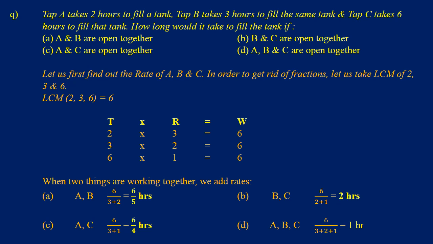Now, if A, B and C are open together, the combined rate of the 3 taps will be 3 plus 2 plus 1, which is equal to 6, which means it will take 1 hour to fill the tank if all the 3 taps are left open together. Now, whenever questions like these are asked, kindly assume a suitable value for work and then find the rates one by one. Once individual rates are calculated, the combined rates are very easy to calculate then.